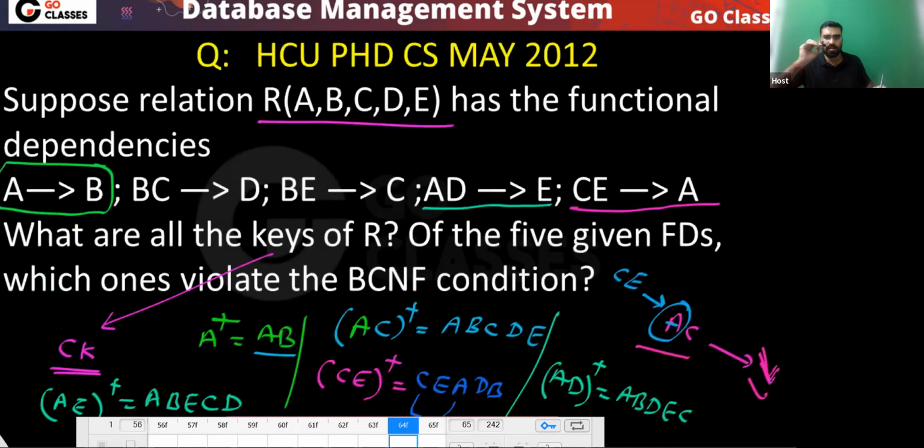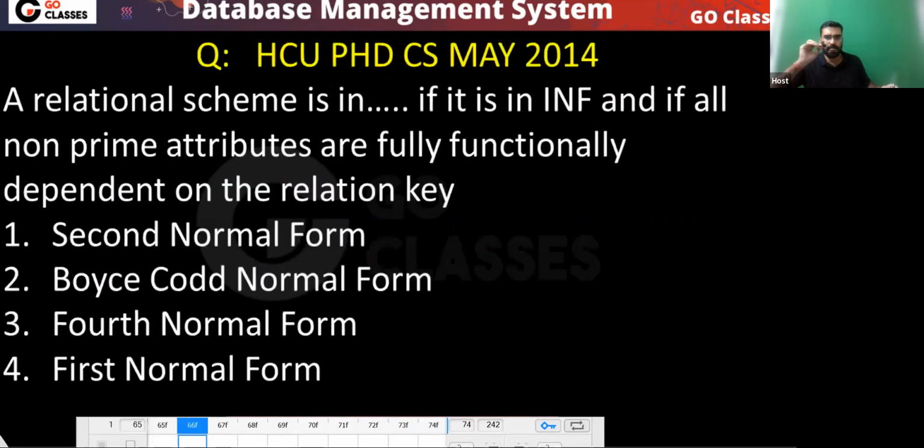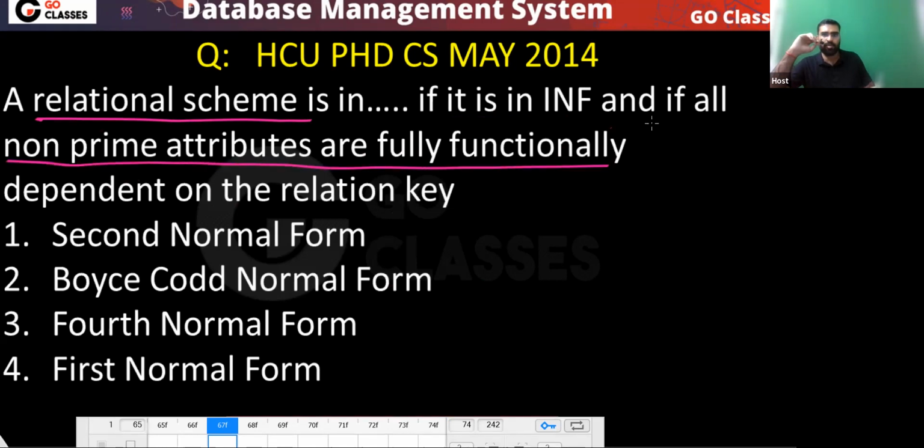This is a simple question, but we have done this. Anyway, what is the answer for this question? A relation scheme is in which normal form if it is in 1NF and if all non-prime attributes are fully functionally dependent on the key? If all the non-prime attributes are fully dependent on the key, then this is in second normal form, right? Yes or no? Your answer will be 2NF here.